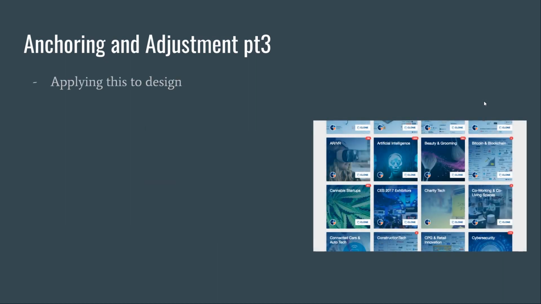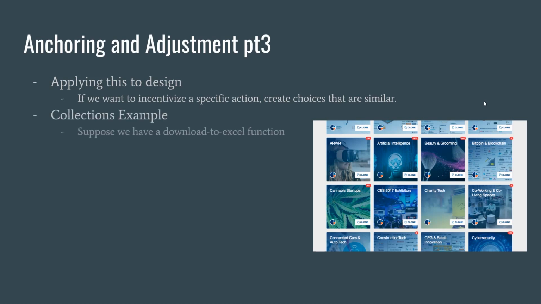What you just saw pop up there is a screenshot of the CB Insights collections application that we talked about earlier. If we want to incentivize a specific action, you can create choices that are similar, and people will zero in on those choices. So the collections example here is, suppose we have a download to Excel function. The data, the discussion, the comments and everything in collections can be downloaded to Excel, and people can do analysis on them. But we don't want them to necessarily leave the platform. We want people to stay in collections.